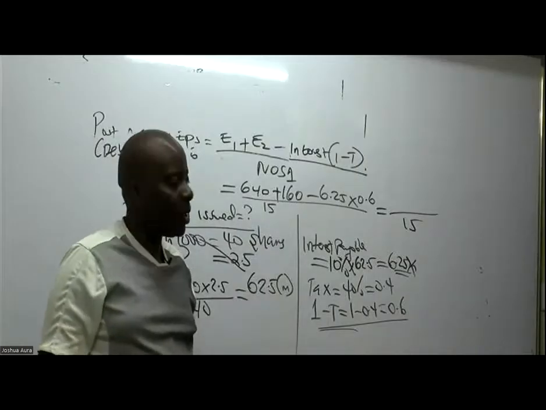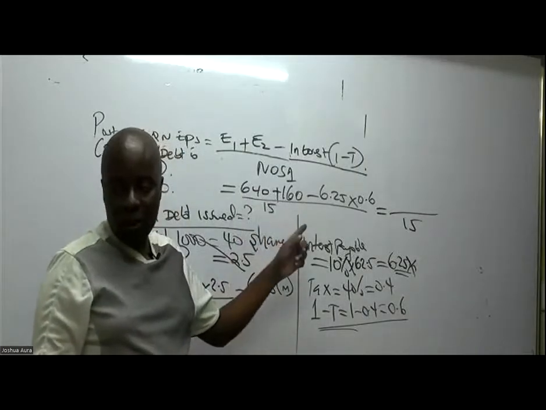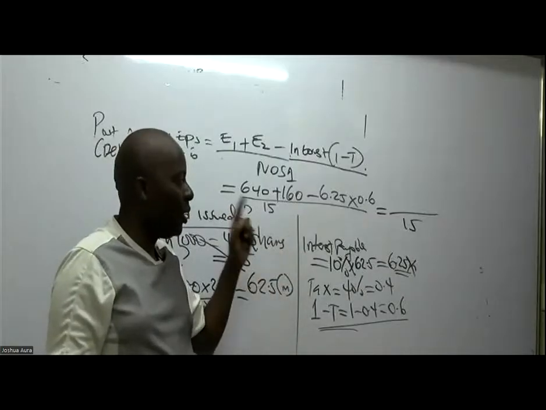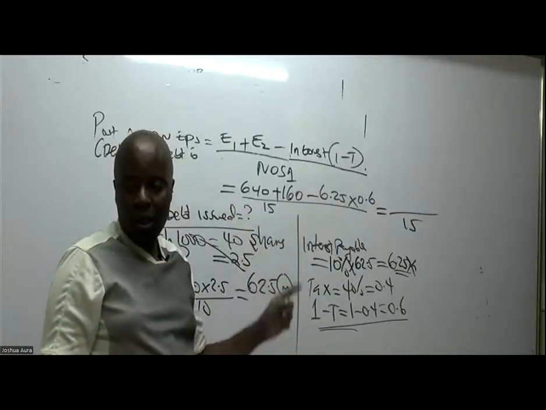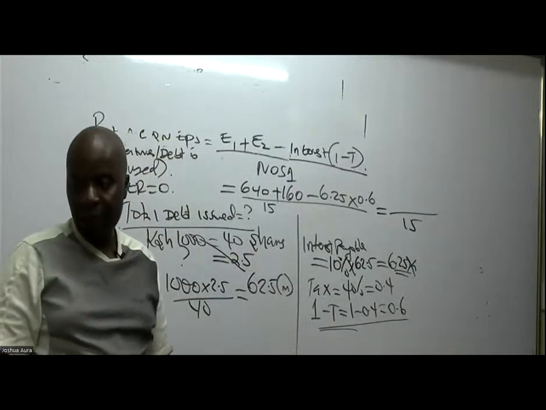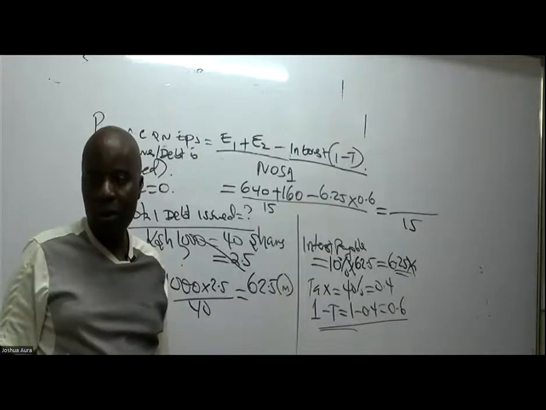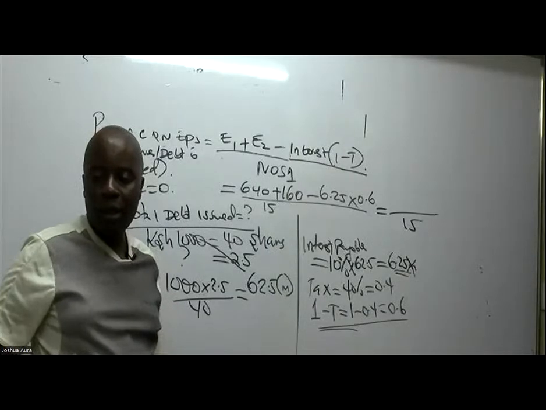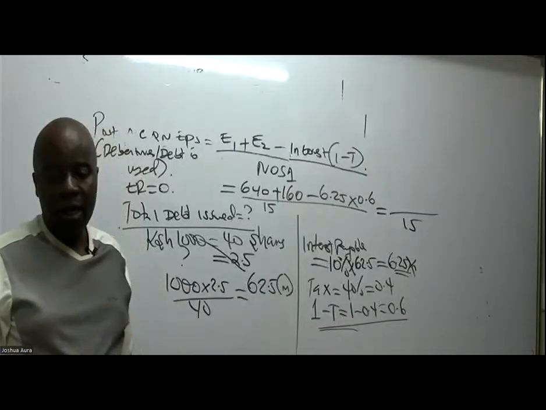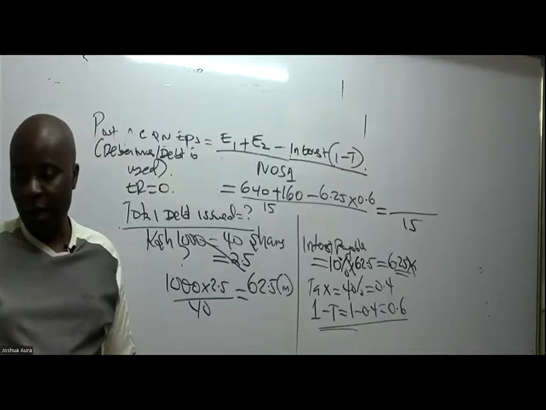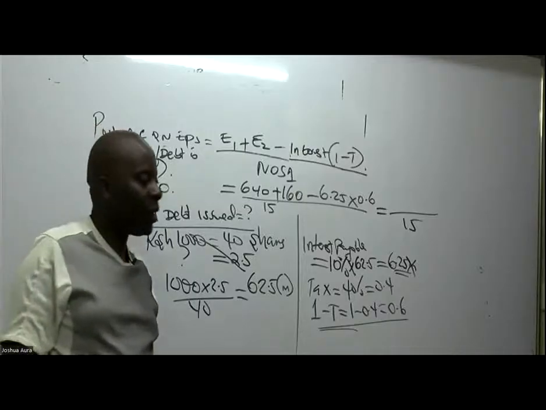So we have 640 plus 160 minus 6.25 times 0.6 equals. Please give me this figure, the numerator alone. 807, according to Mosioka, it's 807.